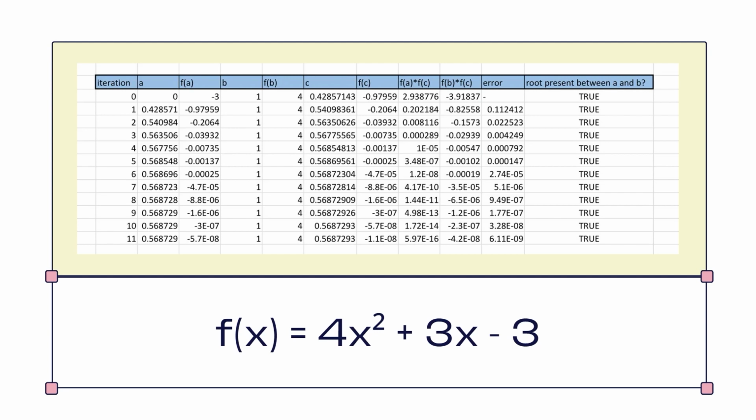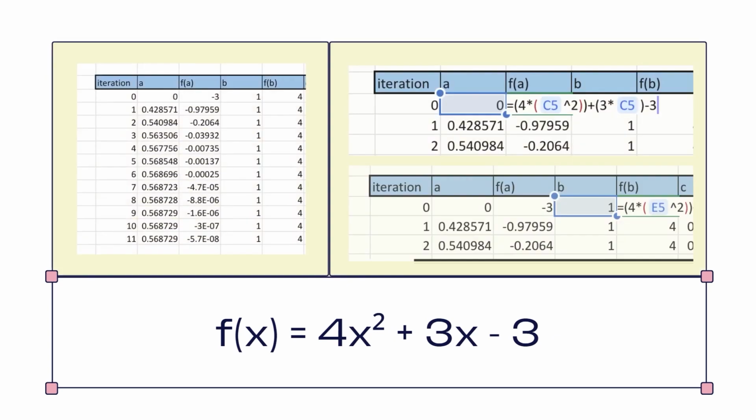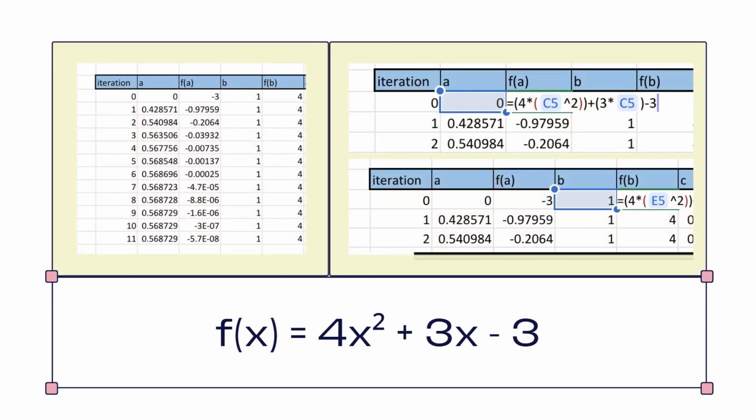We have to know that A and B are values that we choose, but we cannot just choose randomly. There is a condition to be met. The condition is that either FA or FB must be negative. In this case, we must do trial and error until we get either FA or FB negative.